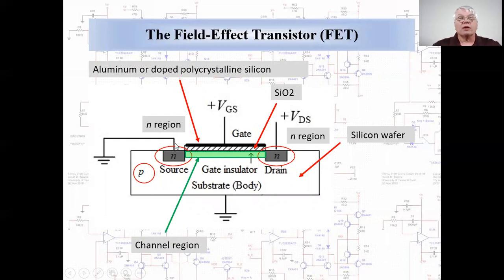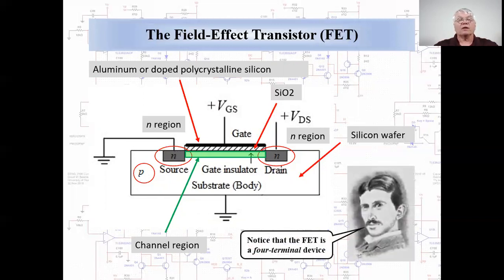A P-type substrate is always operated at the lowest voltage in the circuit, so neither of the two junctions, source to substrate or drain to substrate, is ever forward biased. We've shown the source and substrate here as both being grounded, and we will start with the gate to source voltage, VGS, at 0. So we have two reverse biased junctions, which means that there's no current in the drain or the source. Nicola has an important word to add, that the FET is actually a 4-terminal device.